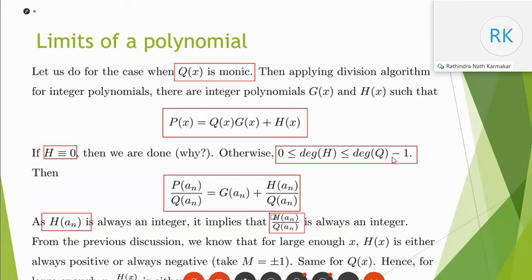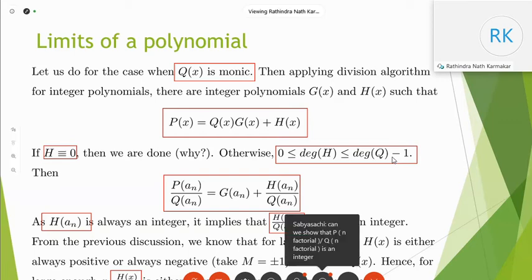From the previous discussion, we know that for large enough x, h is either always positive or always negative. Same for q of x. Hence, for large enough x, h of x by q of x is either always positive or always negative.